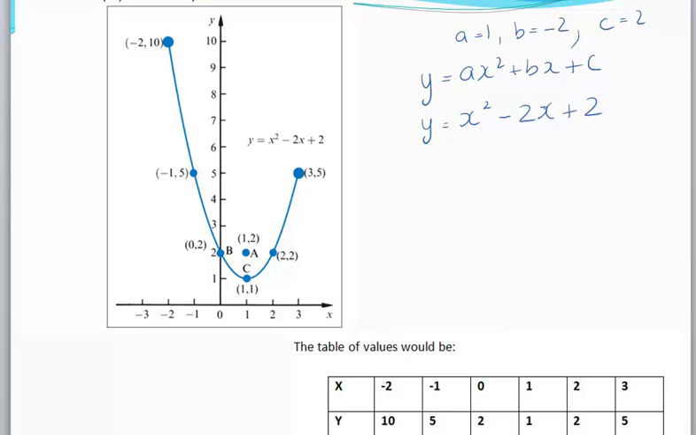We fill in our values here, so 0 would be 0 minus 0 plus 2. We get the rest of our values. So x value 0, y value of 2. Here 1 and 1, 2 and 2, 3 and 5, and going the other way, negative 1 and 5, negative 2 and 10. So we can plot this curve, and this will continue up like this.